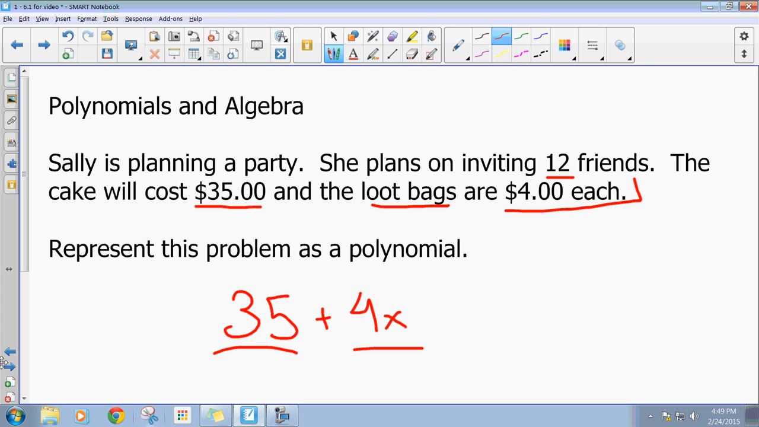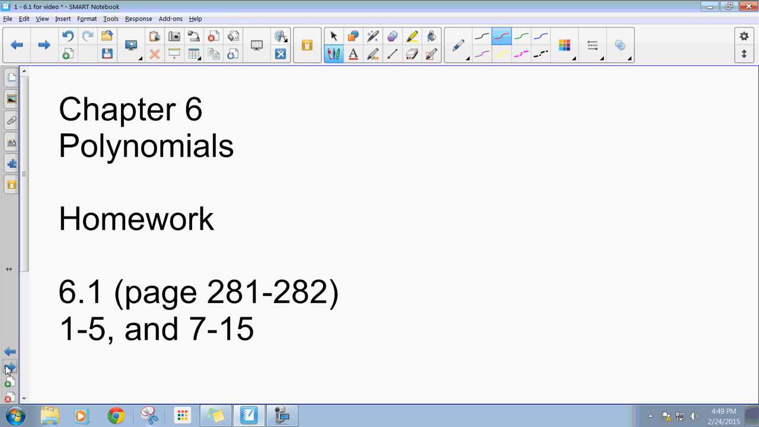You're going to go ahead into your textbook on Chapter 6, Section 6.1, which is on pages 281 and 282, and you're going to complete questions 1 through 5 and 7 through 15. These are due next class.